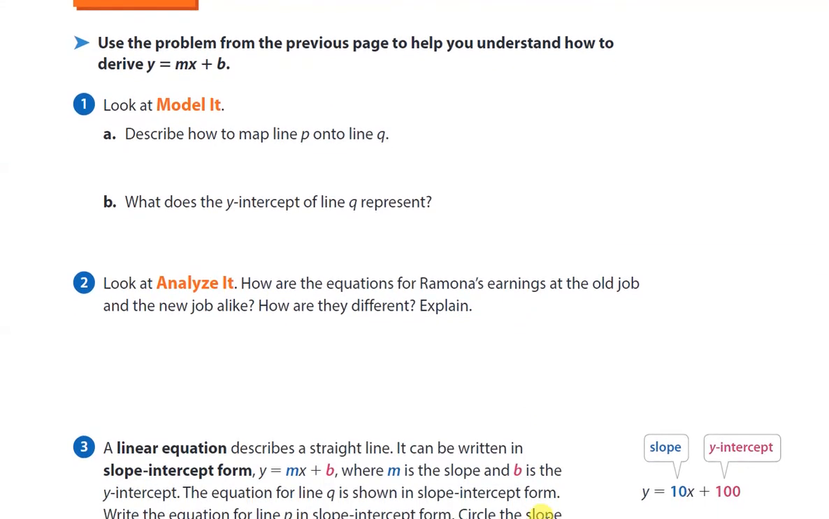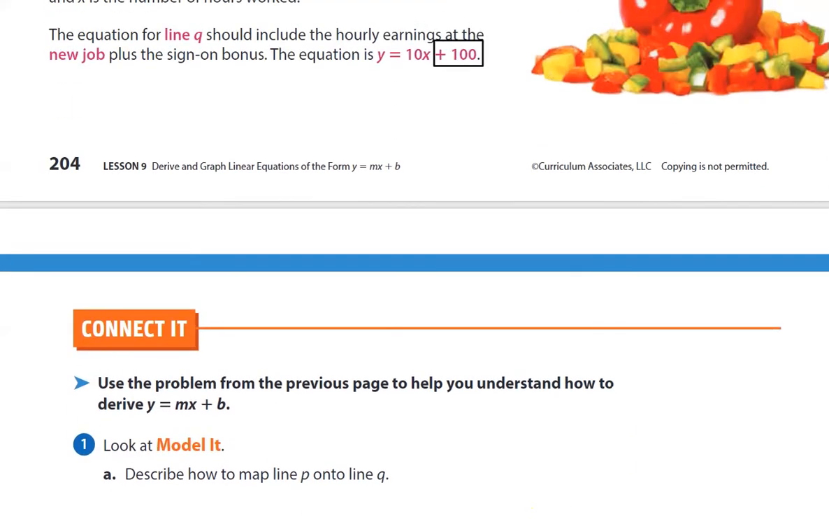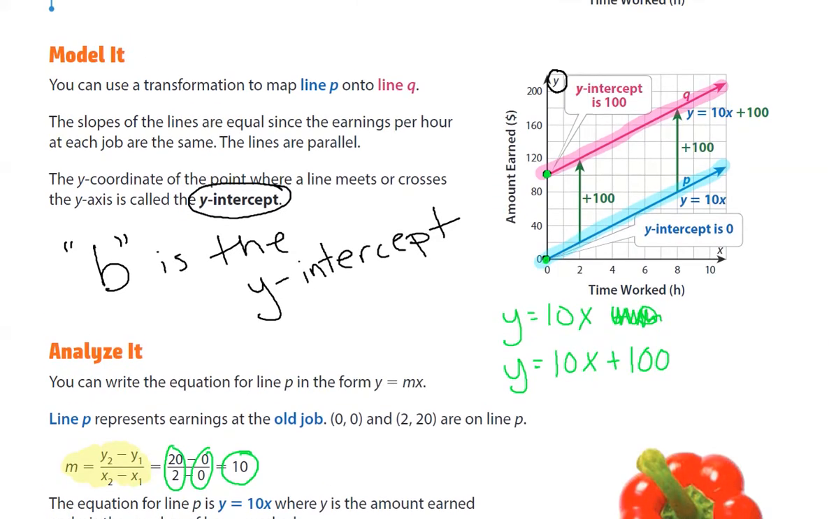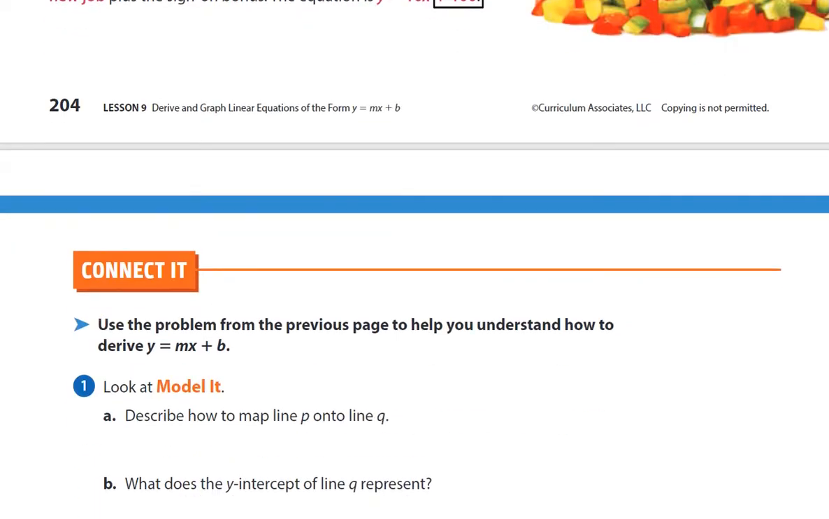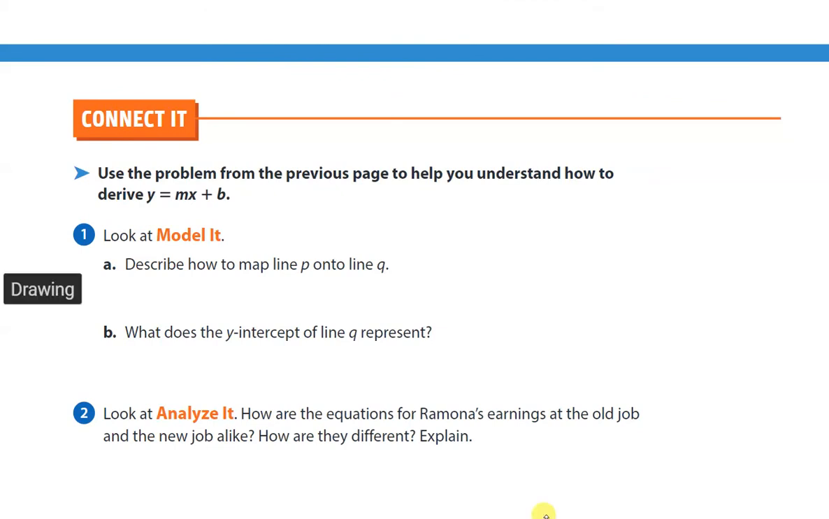Now, look at the model. It describes how to map line P onto line Q. Okay, so we need to do our translation. And we're just going what? We're going up by 100, right? We're going up by 100. So, how to map it? You're going to translate $100 units up.